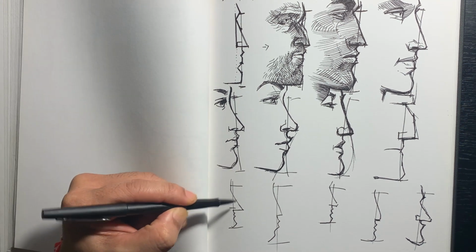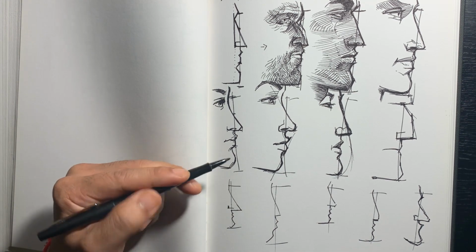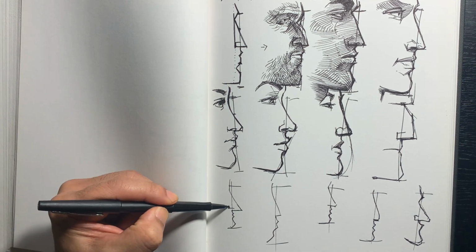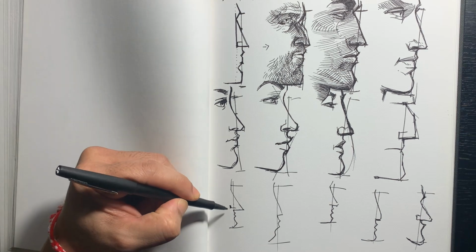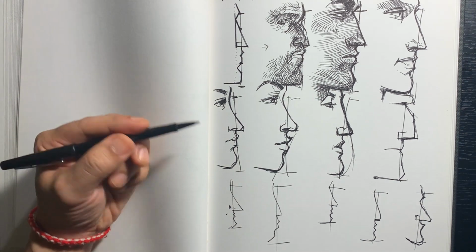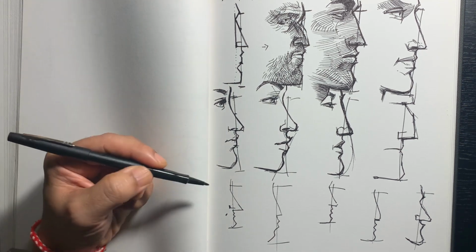So like I said, it's good to establish where the nostril is on this side here, and then that'll give you where the mouth ends right here. Can you see it?